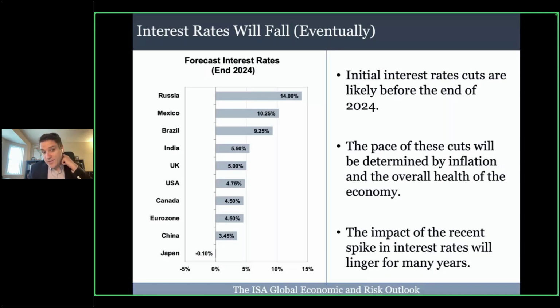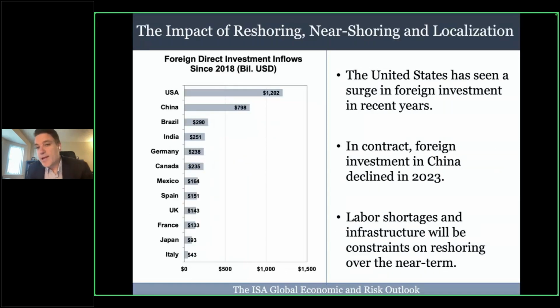We expect the trends of reshoring, nearshoring, localization, friendshoring to continue. We've seen a major surge in foreign investment in the United States in recent years. We've seen a similar thing happening now in Mexico. In contrast, foreign investment in China declined last year, and the early foreign investment numbers from China this year are not good. So foreign investment clearly is moving. It's moving back to the United States. It's moving to Mexico. It's moving to some other Southeast Asian emerging markets.